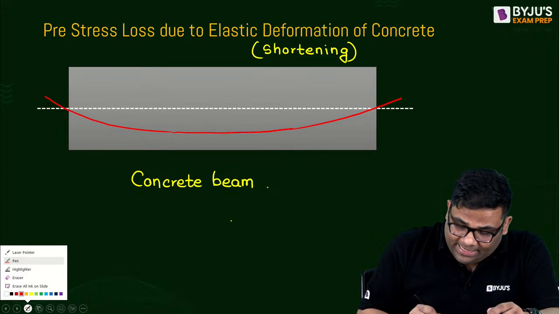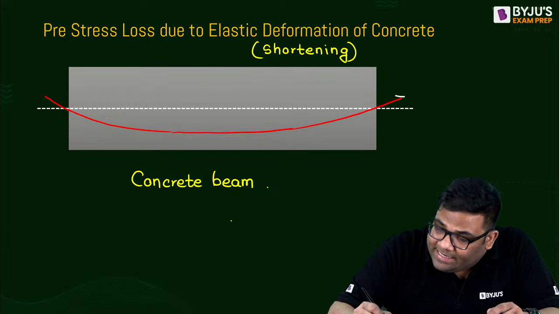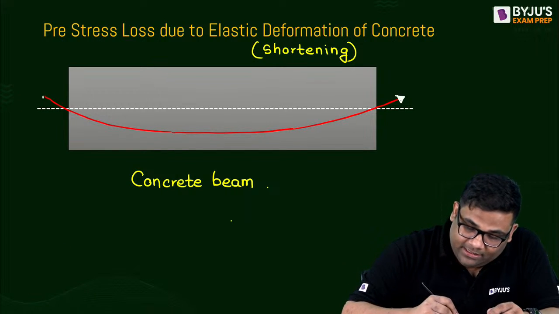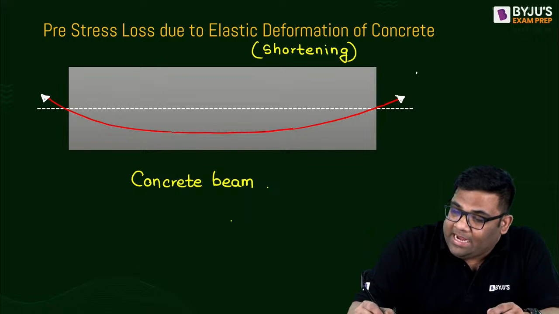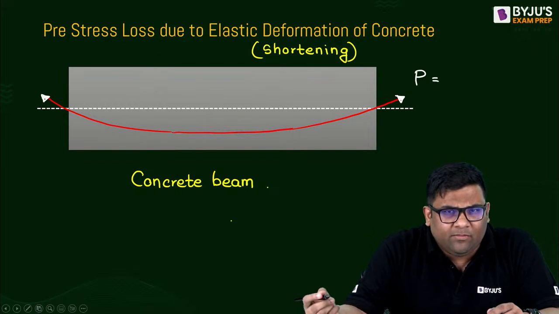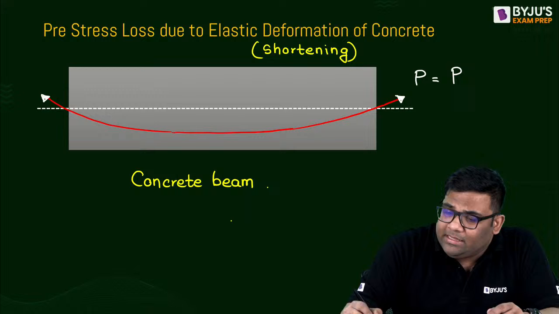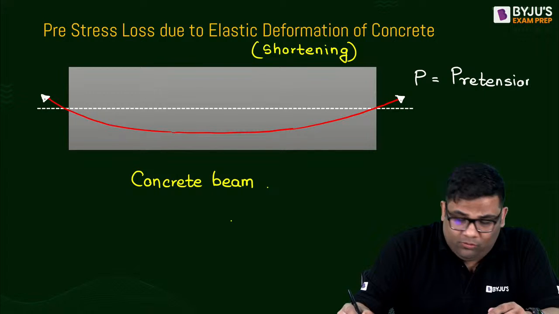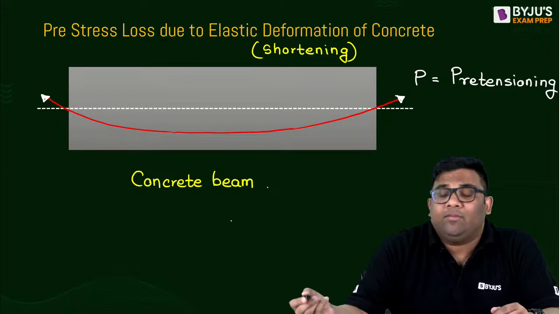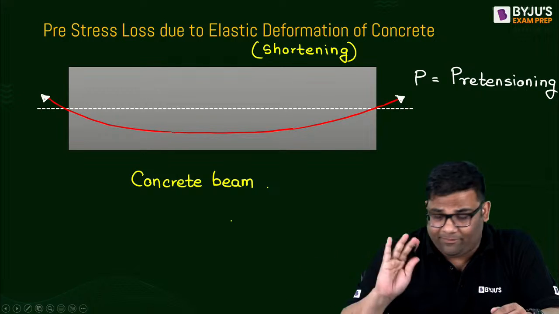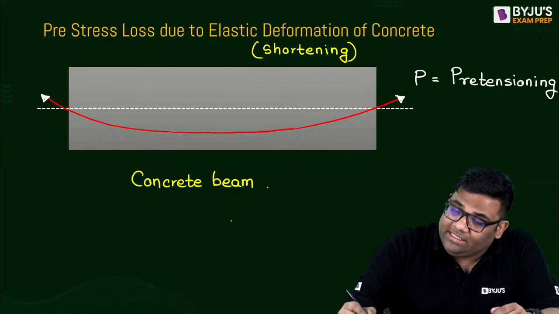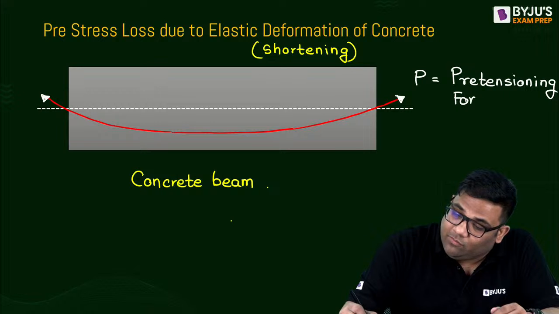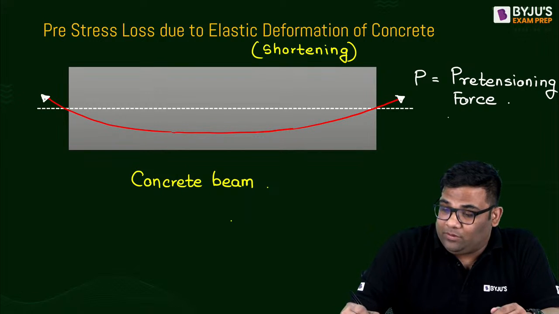So what we do to the tendon? We apply a tension to the tendon, right? We apply a tension force. What is the tension force? This is known as the pre-tensioning force. Welcome to all the enthusiastic participants, and also welcome to all the students who are watching this lecture live. So pre-tensioning force. This is known as pre-tensioning force in tendon.